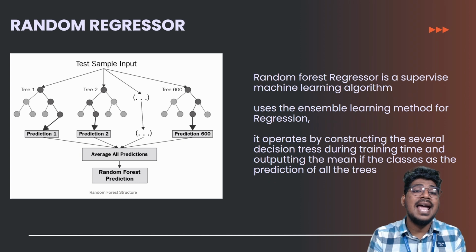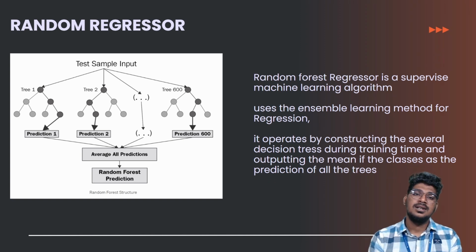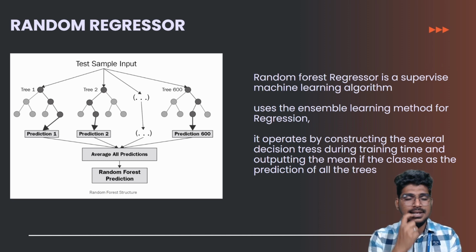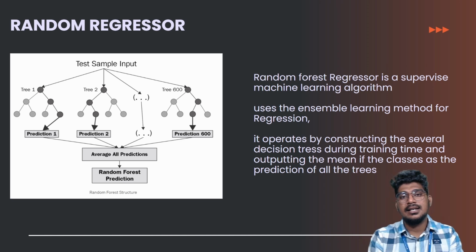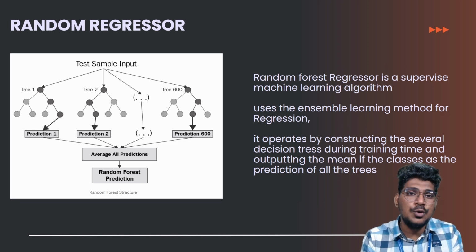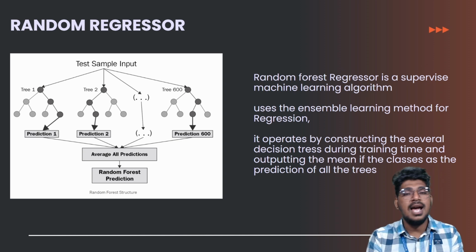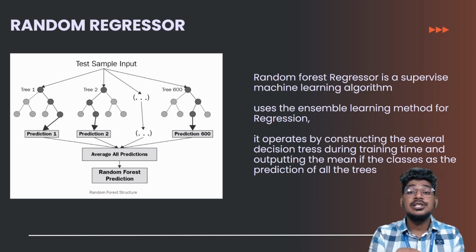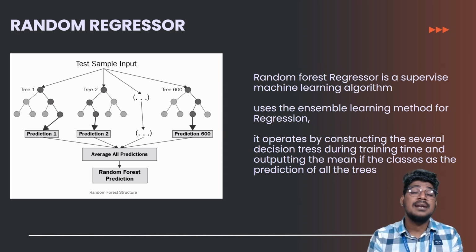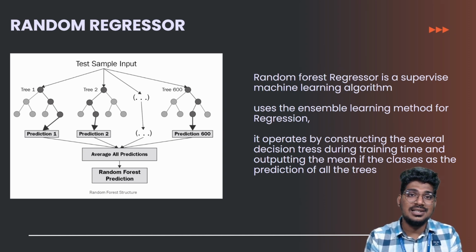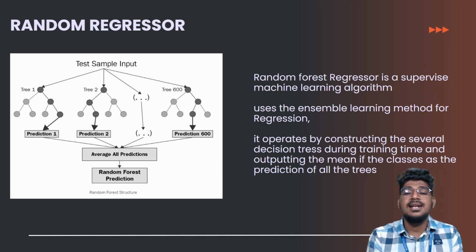So what exactly is the random forest here? Random forest regression handles classification as well as regression. It comes from supervised machine learning algorithms and is used to help solve classification as well as regression problems. It is an ensemble learning method, which means it operates by constructing several decision trees during the training time.